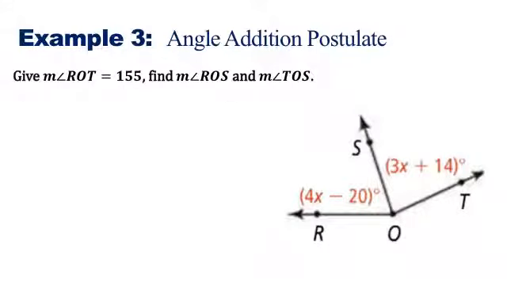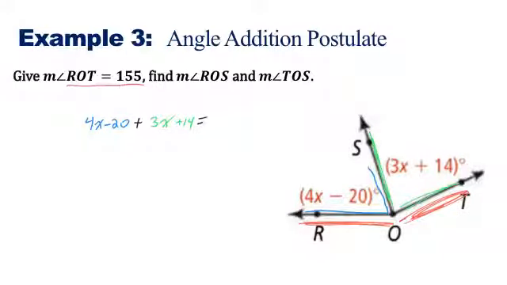Let's take a look at another one. So here we have ROS, which is 4x minus 20. We have SOT, which is 3x plus 14. And it tells us that ROT, which is the entire angle, is equal to 155. Well, the angle addition postulate gets us the equation. We're now going to use algebra to solve for the angle measures.